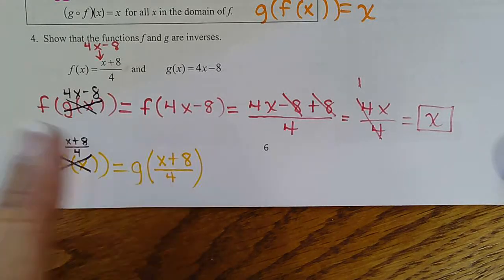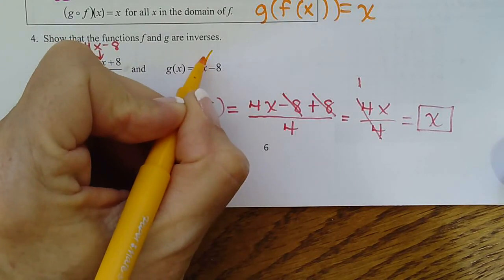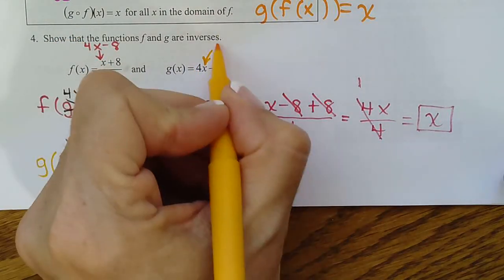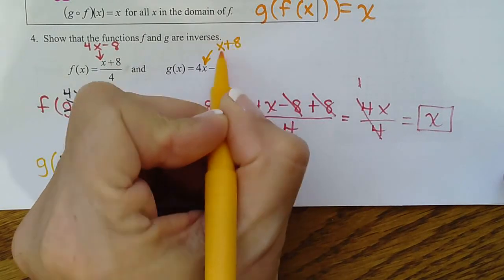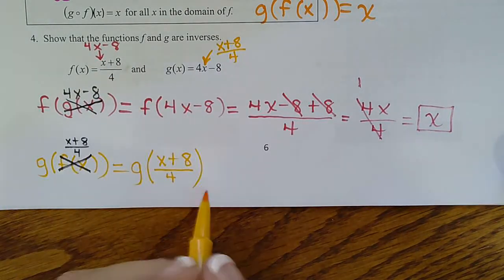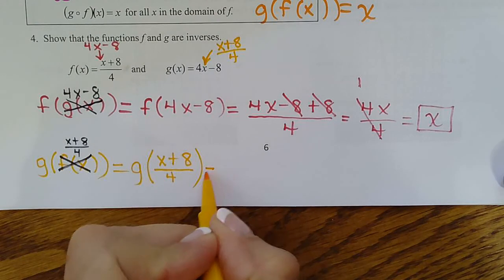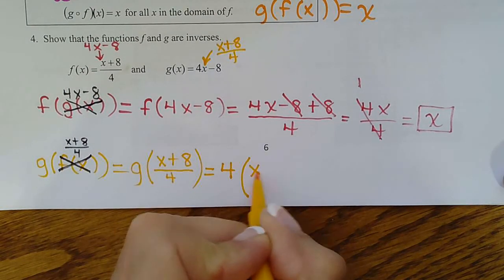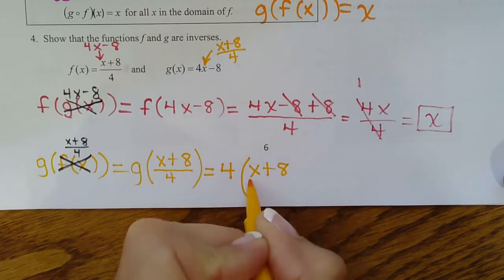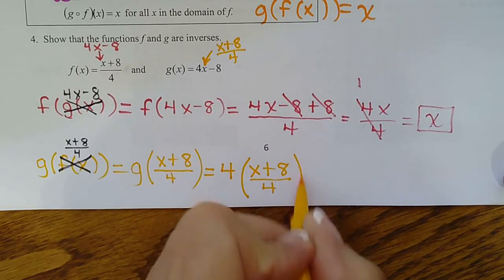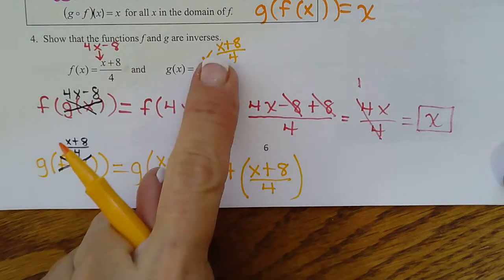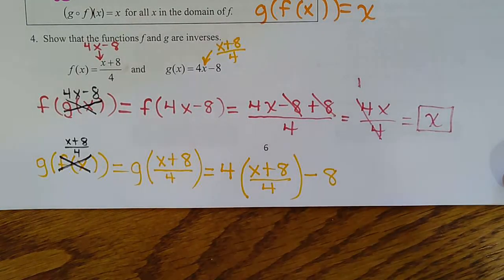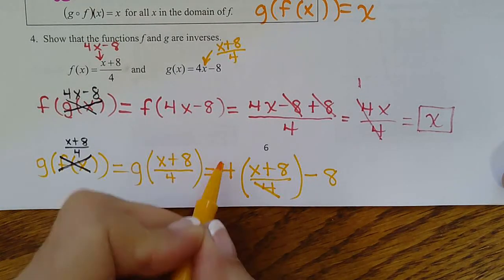So that means go into g. Wherever you see an x, plug in x plus 8 over 4. And it is a quantity, so it needs to be in parentheses. So we do 4 times x plus 8 over 4. So I took the x out, I put this in its place, and then minus 8. And watch this. Ding, ding.